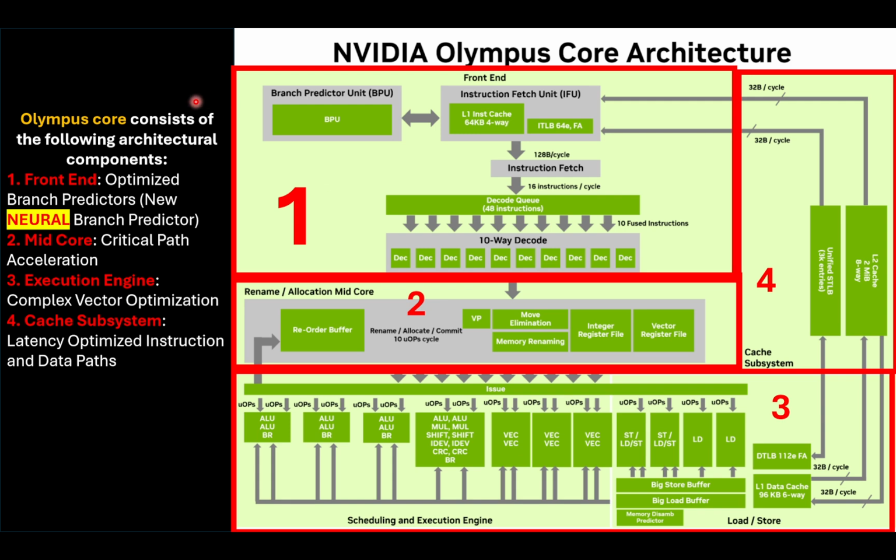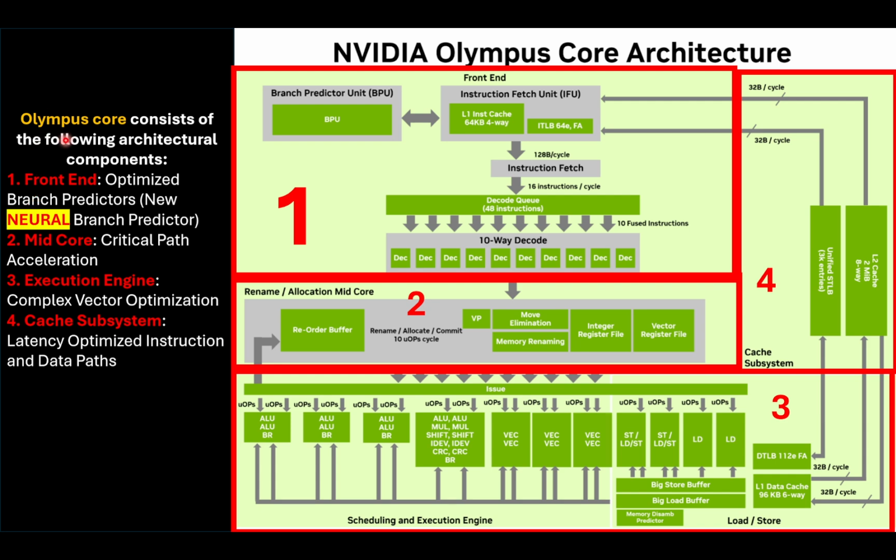So we have available documentation for the NVIDIA Vera CPU, and it consists of 88 Olympus cores, as we said previously many times before. And it is said that those cores are double threaded, so they can actually have 176 logical cores.